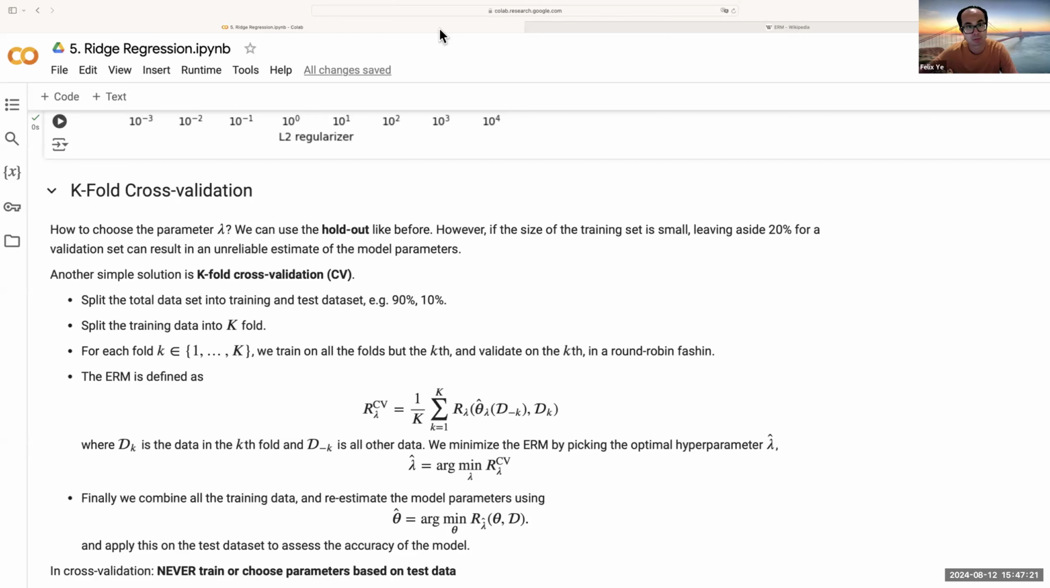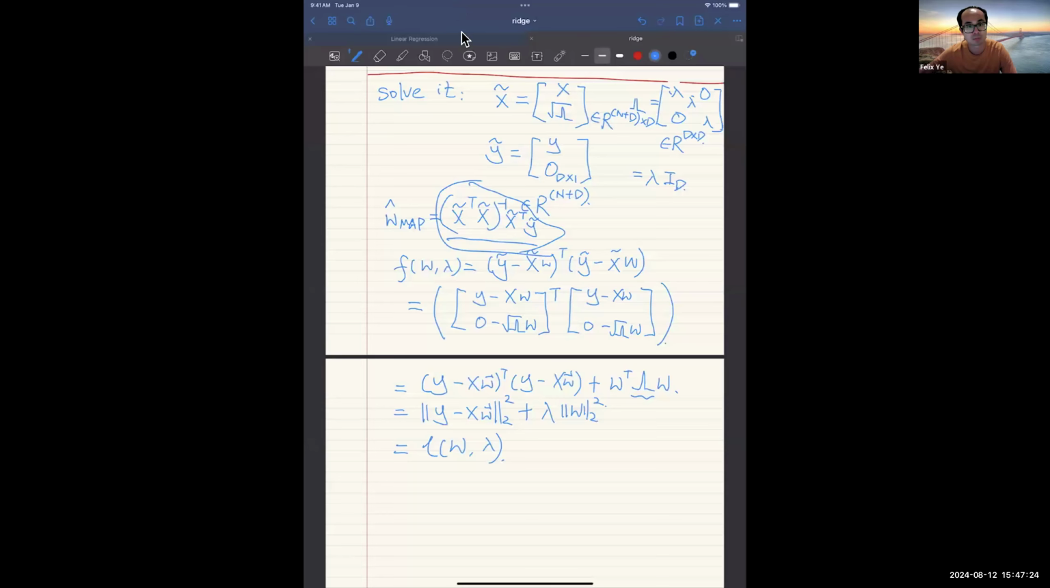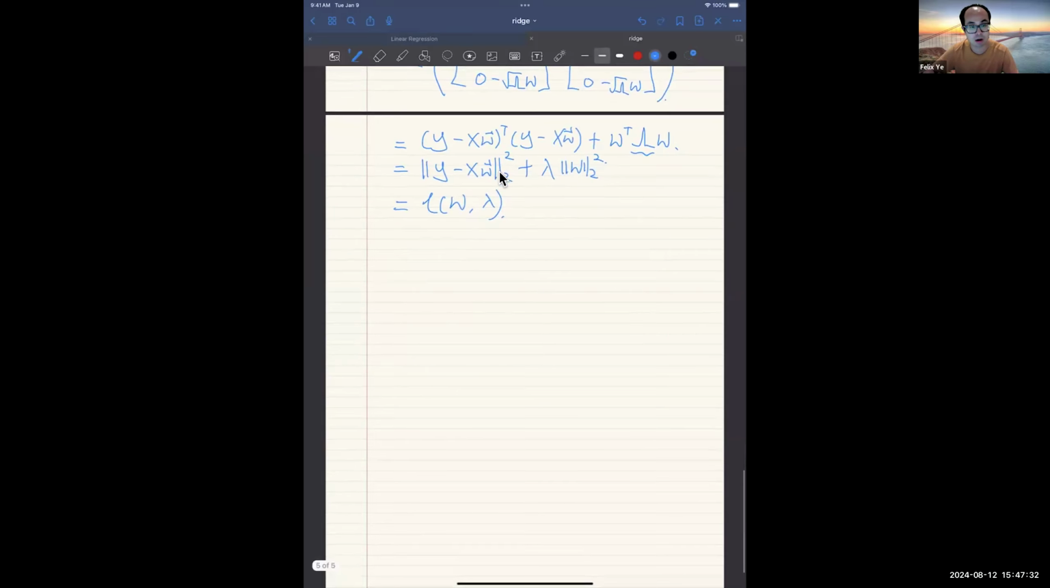Another thing that I want to talk about is an additional way to do cross validation. Previously we were using holdout, but it turns out holdout is not very good if the size of your training data set is small, because if we change the way that we split, the result could fluctuate.